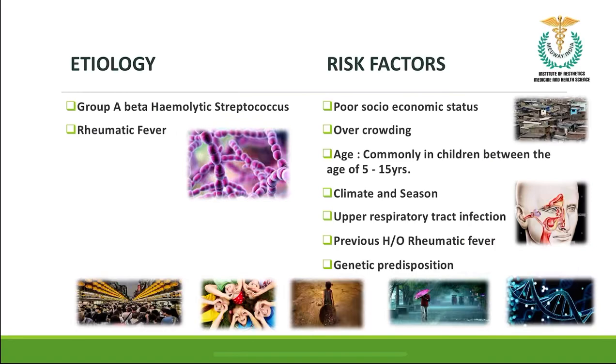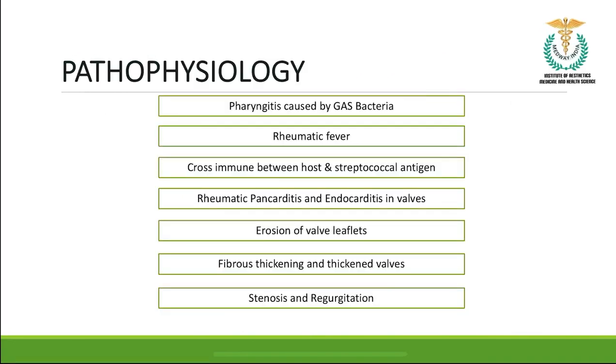Previous history of rheumatic fever. An individual or a patient who has a previous history of having had rheumatic fever before is also more prone to get RHD. Genetic predisposition. RHD shows a familial tendency in genetics. So those who have a genetic predisposition are also more at risk of getting RHD.